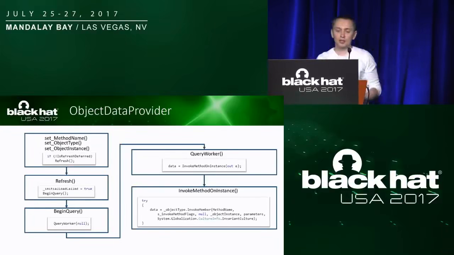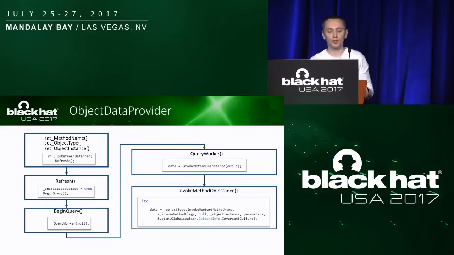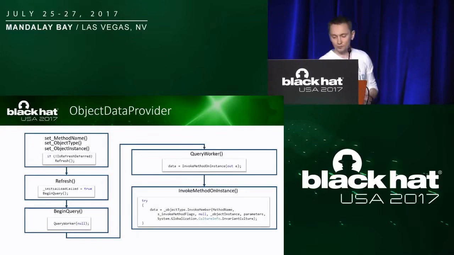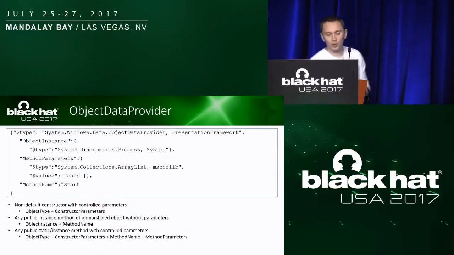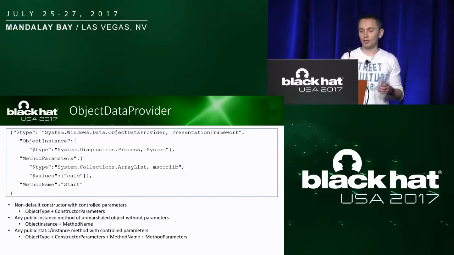So here is a call diagram. The setter will call the Refresh method. The Refresh method will invoke BeginQuery. BeginQuery will call QueryWorker. And finally, in InvokeMethodOnInstance, we can see the line that will call our arbitrary method. Here we can see an example of a JSON payload that will pop up a calculator in the JSON.NET parser.